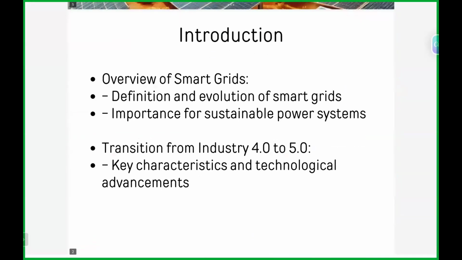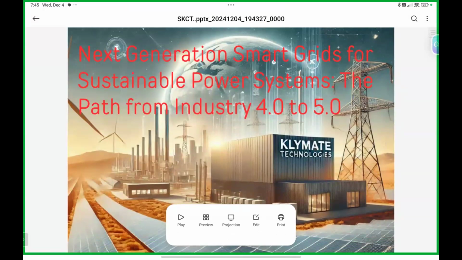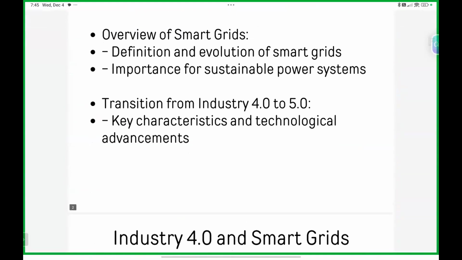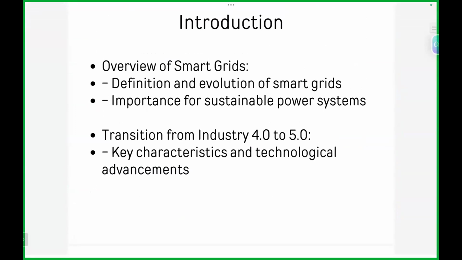Today I'm going to talk, on the topic given by your team, about next generation smart grids for sustainable power system, the path from Industry 4.0 to 5.0. So let me introduce the smart grids.